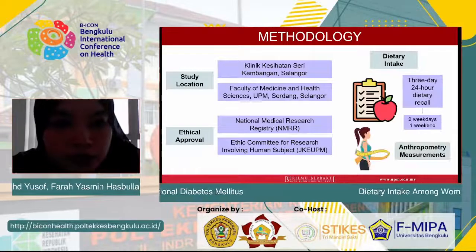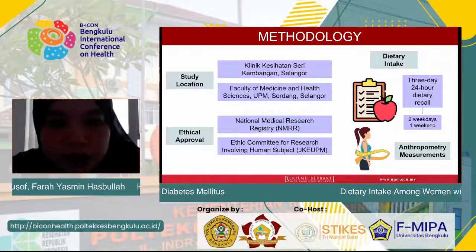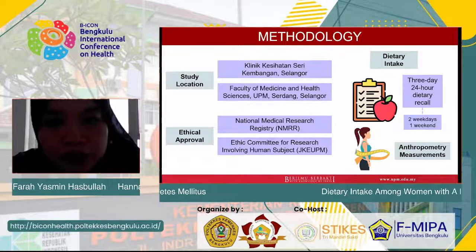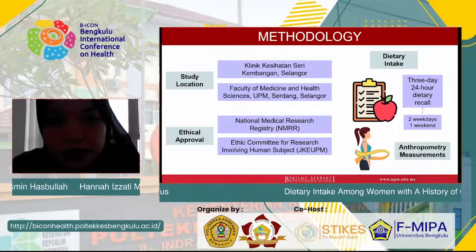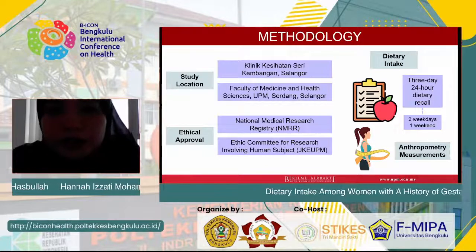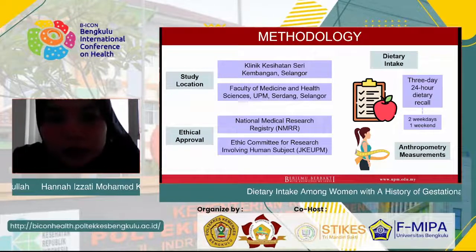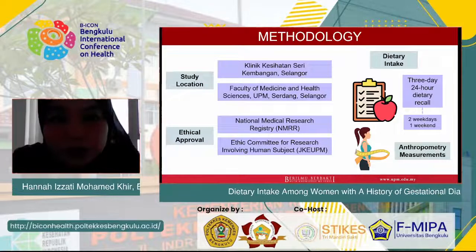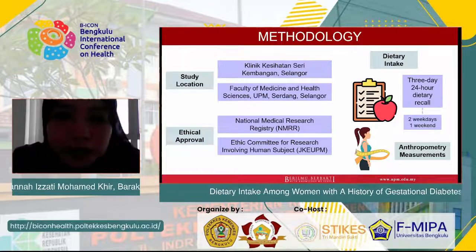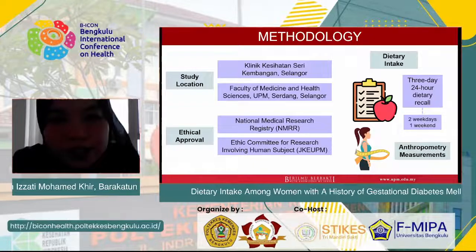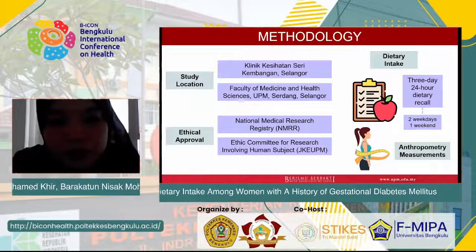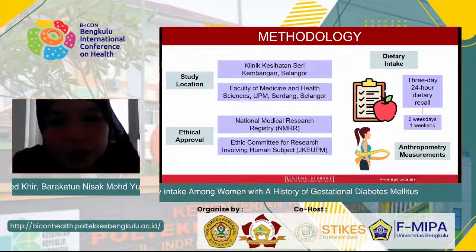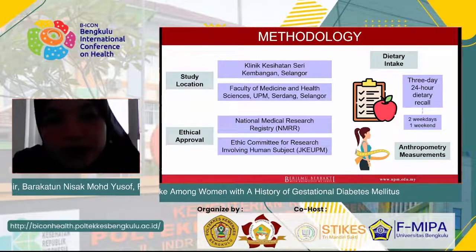Dietary intake was assessed with a 3-day, 24-hour dietary recall on non-consecutive days, which were 2 weekdays and 1 weekend, in which the women were asked about the food and beverages consumed in the past 24 hours. This includes the mealtime, cooking method, and also quantity or portion size of the food. Then some anthropometric measurements were taken, including height, weight, waist circumference, and also BMI was calculated and classified according to the groups.